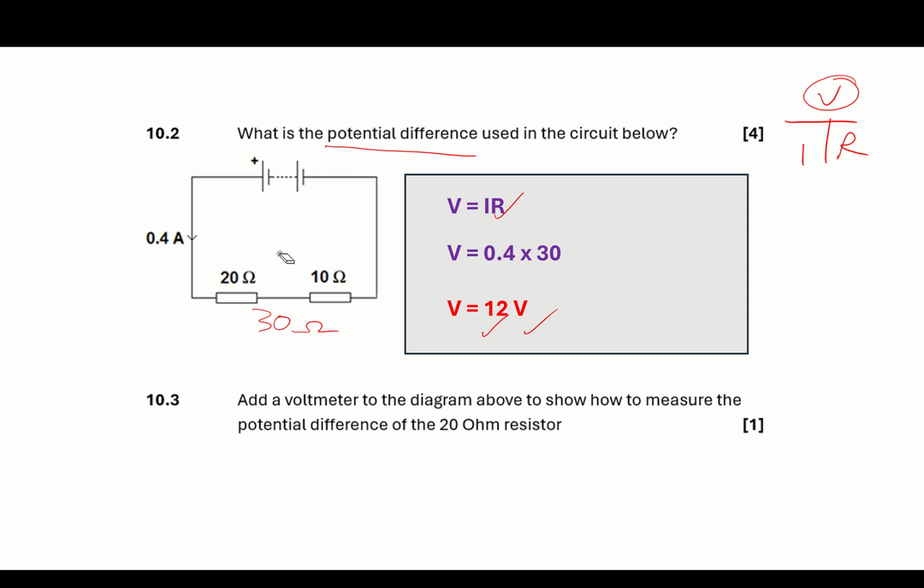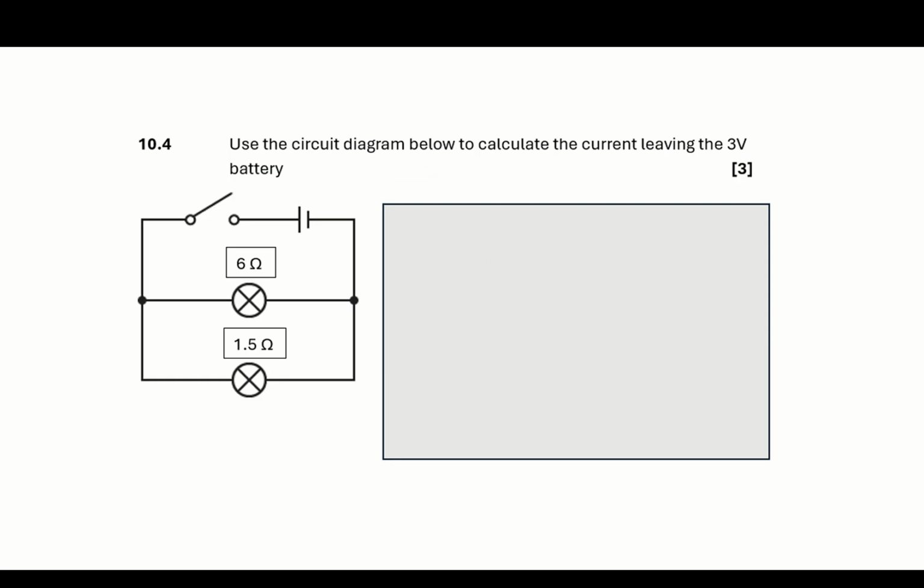Next part, it says add a voltmeter to the diagram to show how to measure the potential difference of a 20 ohm resistor. So just go through, remember ammeters go into the circuit, voltmeters measure the energy difference between 2 points of the circuit. So I just need to put a voltmeter around the 20 and make sure it's fully connected. Let's tidy that up a little bit. There we go. Done.